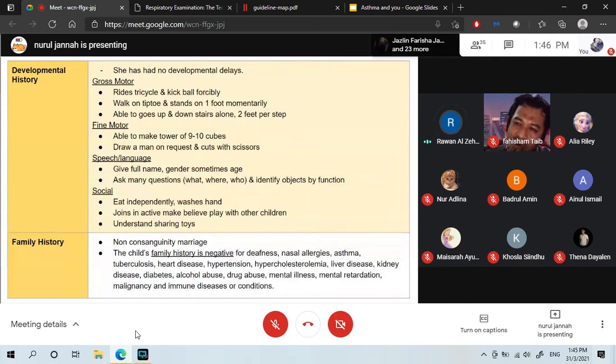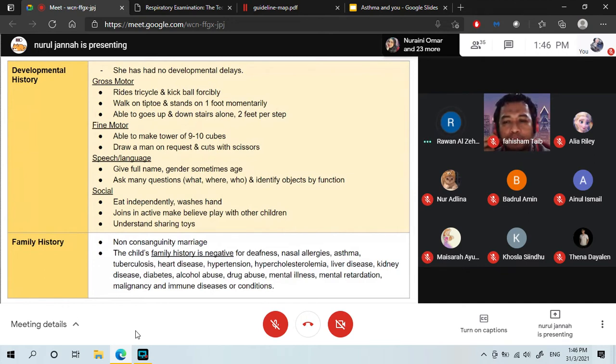In speech and language, she gives a full sentence, gender, sometimes age. Asks many questions, where, what, who, and identifies objects by function. For social, she eats independently, washes hands, joins in active make-believe play with other children, and understands sharing toys.